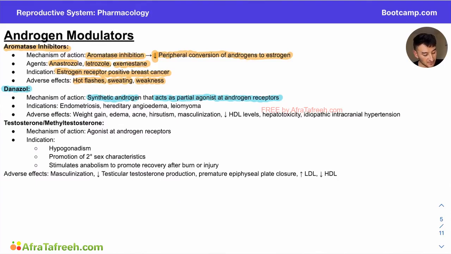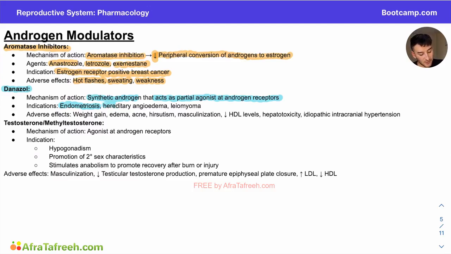And we can use this for endometriosis. And the reason why this is helpful for endometriosis is because endometriosis is uterine tissue that is not in the uterus anymore, and this can grow with estrogen and become really painful. And so if we give androgens like danazol, it can shrink this tissue and make it a lot less painful, which is going to be helpful for our patients.